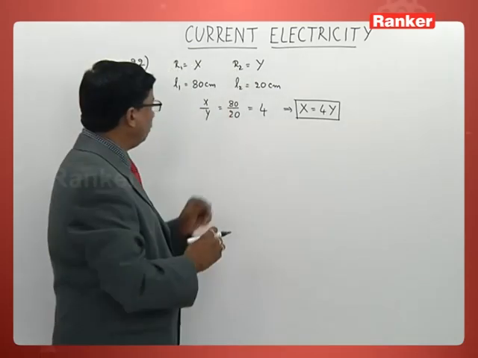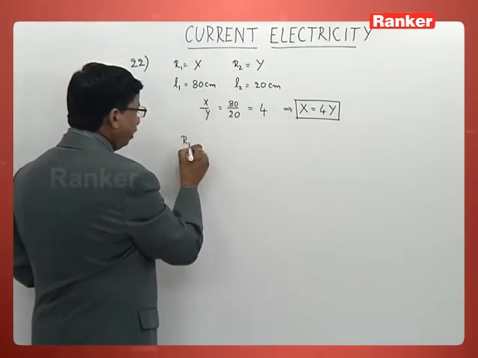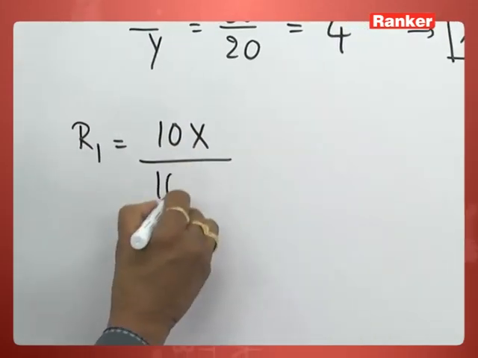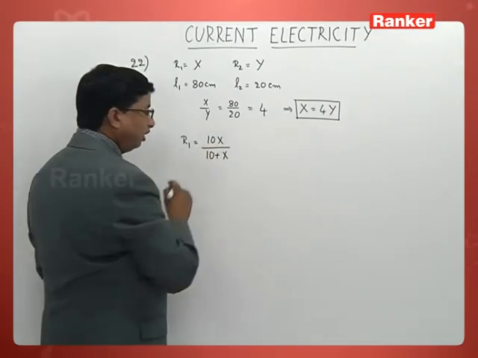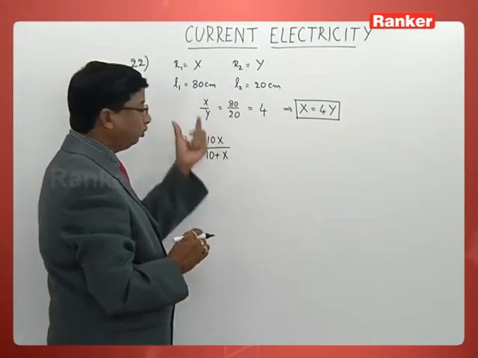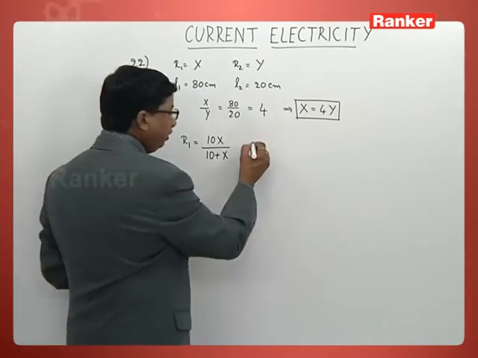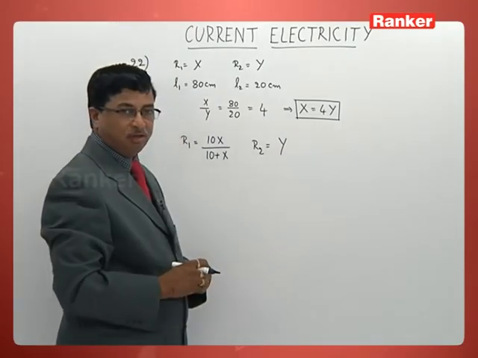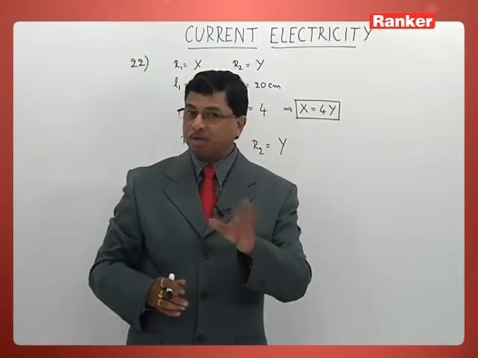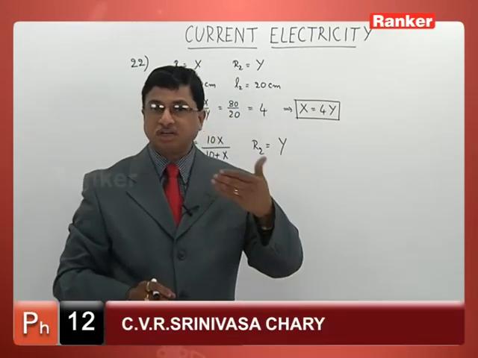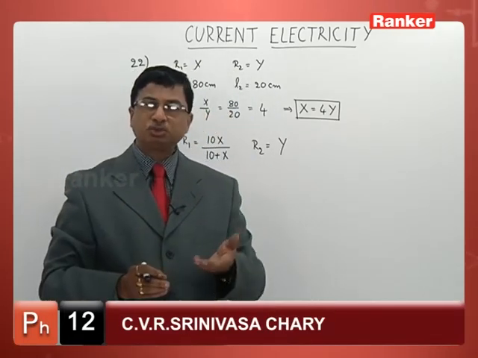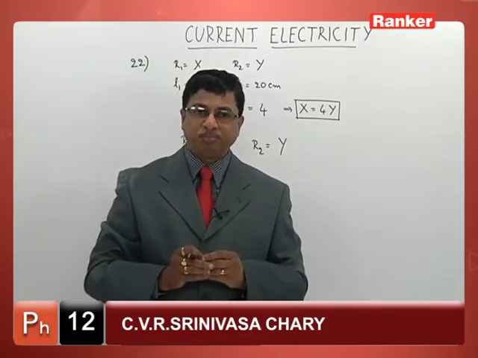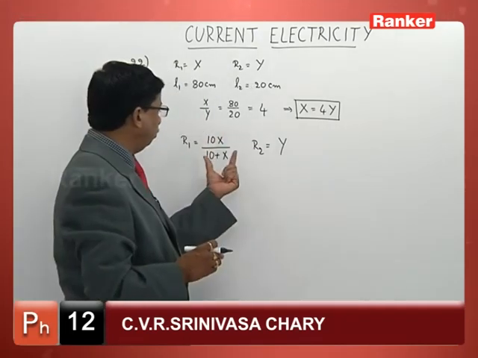So what can we write now? When X is shunted with 10, what will be the resultant resistance now? 10 into X by 10 plus X. That is actually towards left now. And towards right, the resistance has not been changed. In the problem also, he did not mention anything about the resistance connected in the right gap. That means the same resistance he is continuing again in the right gap. Now the left gap resistance is varied.